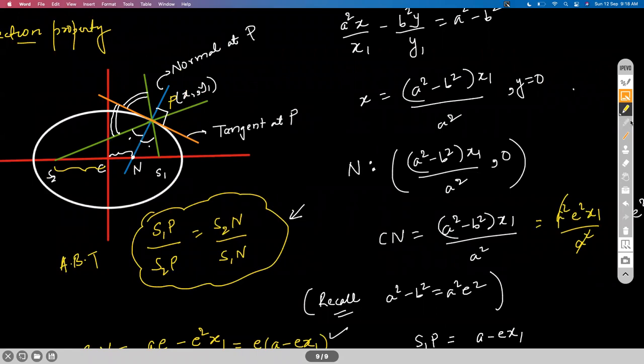Now, this is a very interesting property, which is related to reflection. That means if a ray of light comes from one of the foci, after hitting the elliptical surface, it will pass through the other focus, and vice versa. So if a ray of light starts from S1, after hitting the elliptical surface, it will pass through S2. This reflection property comes out from the fact that the normal bisects the focal distances. Similarly, the tangent will bisect the external angle over here. You can easily prove that as well.